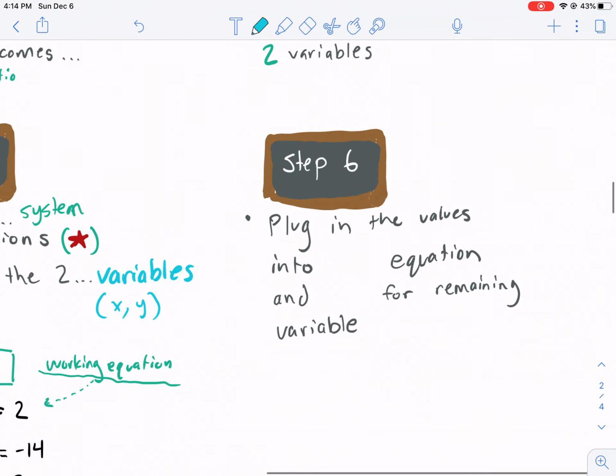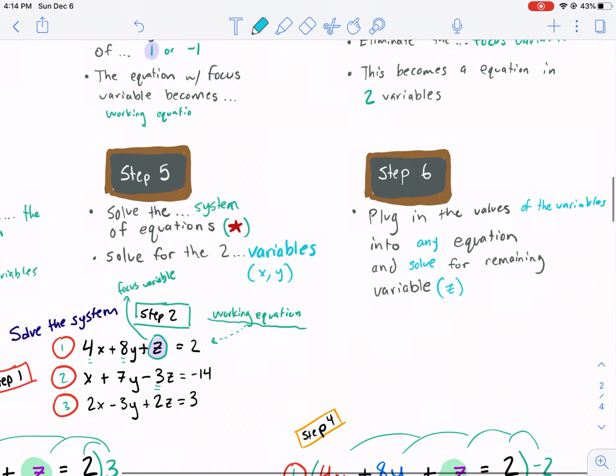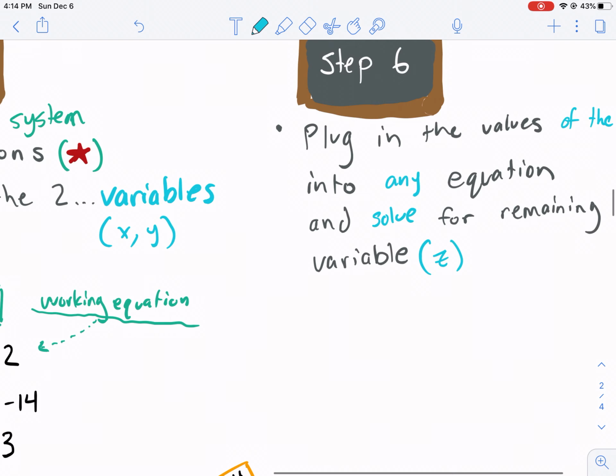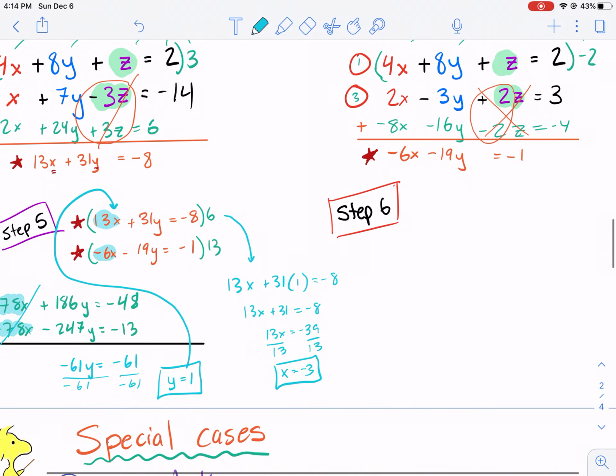Now we're on to step 6. Plug in the values of the variables into any equation and solve for the remaining variable. In this case, it was z. So we're going to solve for z here. And I put that in parentheses because it's not always going to be z. It's not always going to be x and y. You're solving for those particular steps.